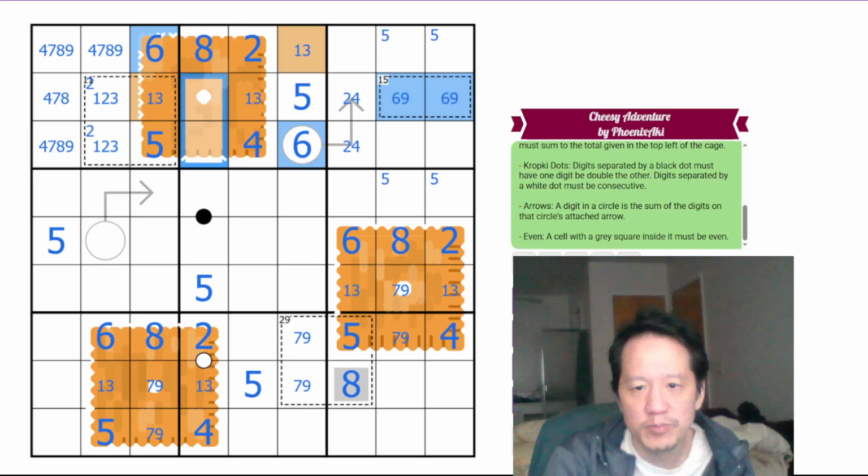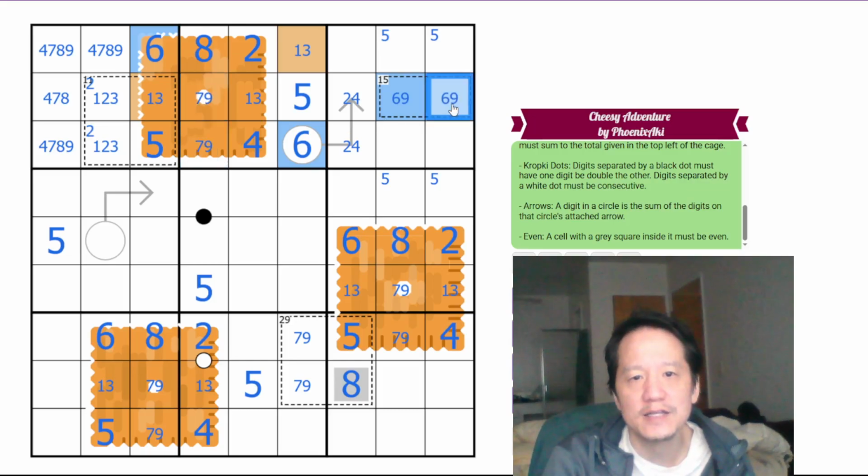And these are 7, 9 pairs. But this 9 is eliminated by the 6, 9 pair in the row. So this can't be 6 or 9. This is a 7, which makes that a 9. Therefore, this is a 7. That's a 9 because of the cloning. This is a 7, and that's a 9.